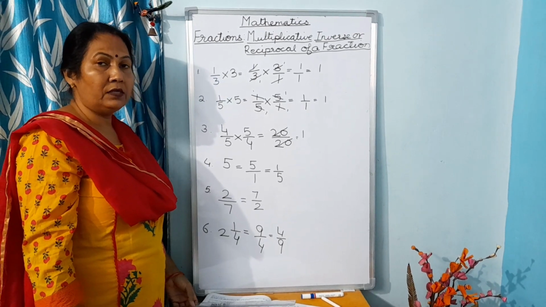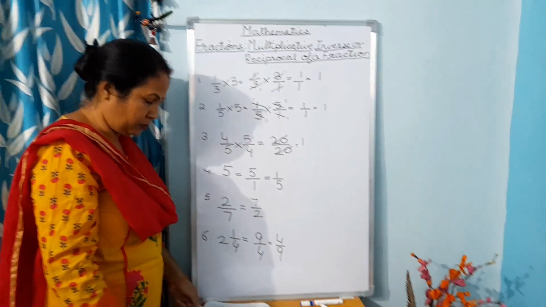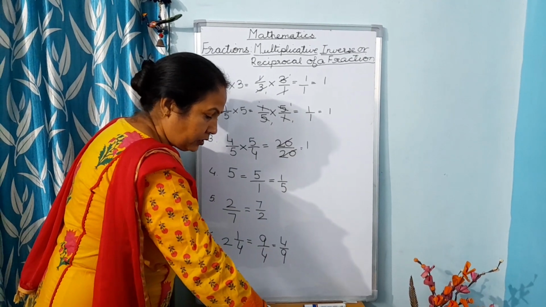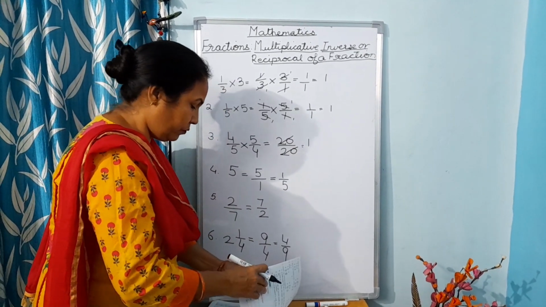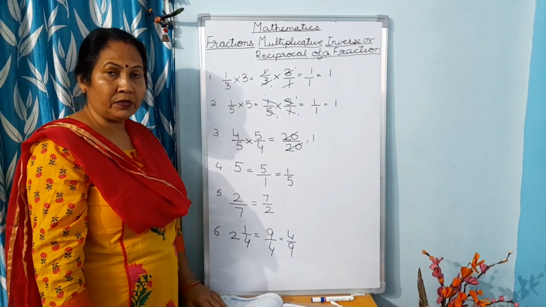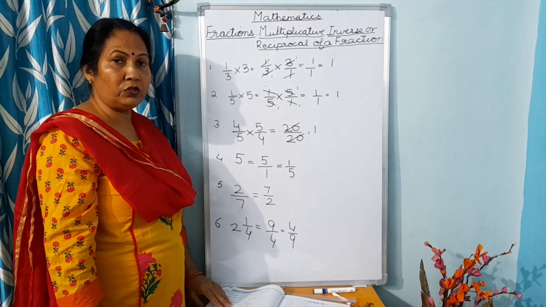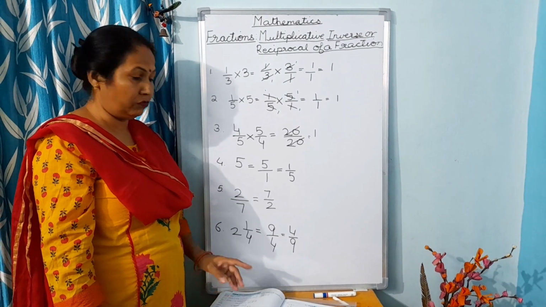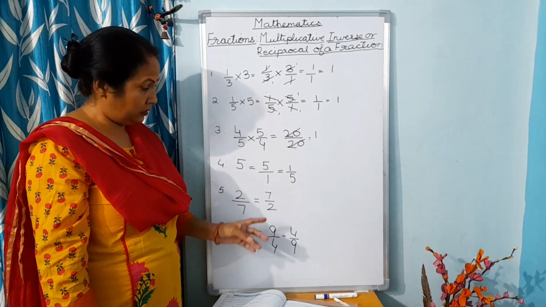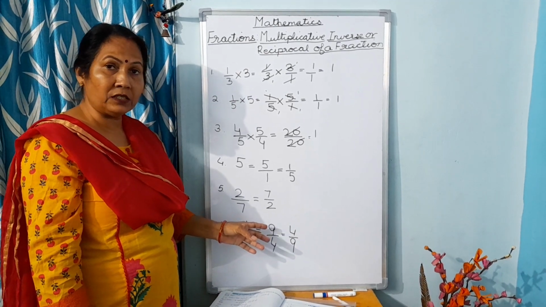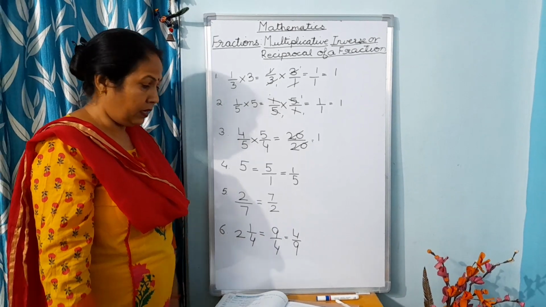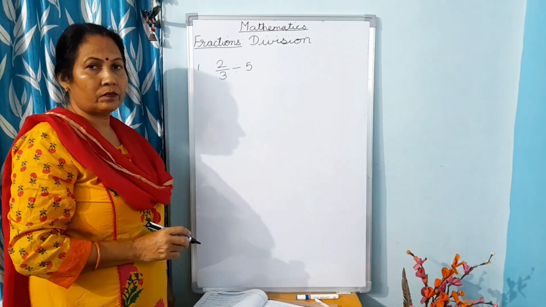Now children, next I am going to explain division of fractions, in which you have a division sign. In the division sign, children, you have to first change the division sign to multiplication sign and change the second fraction into reciprocal, and then you will solve it. I am going to explain to you.